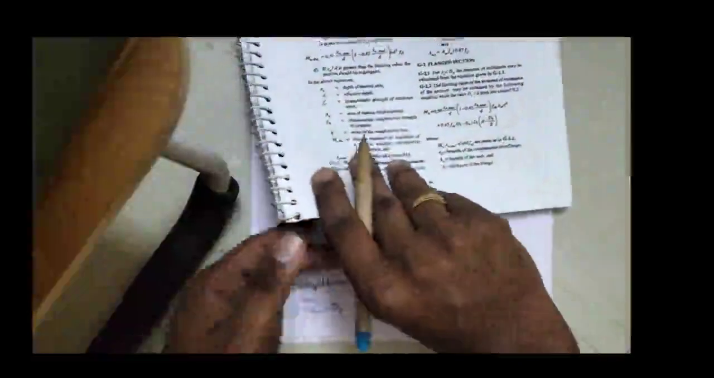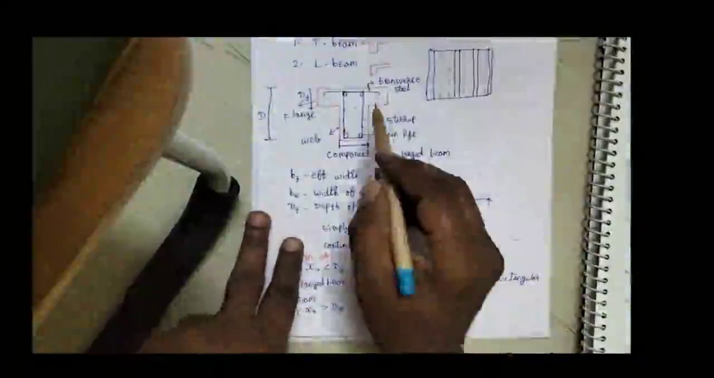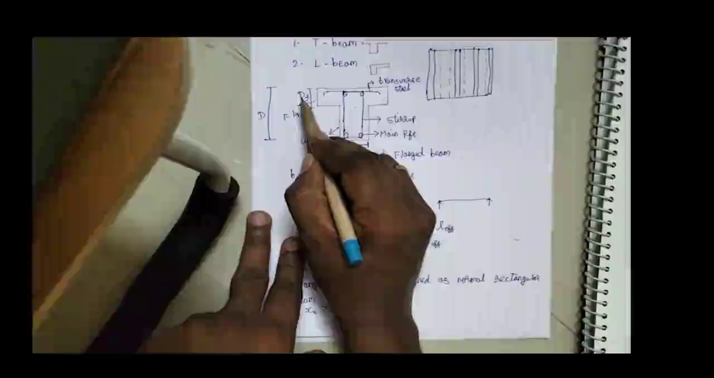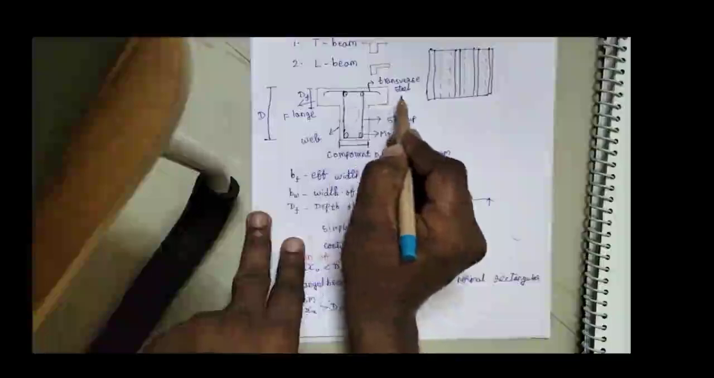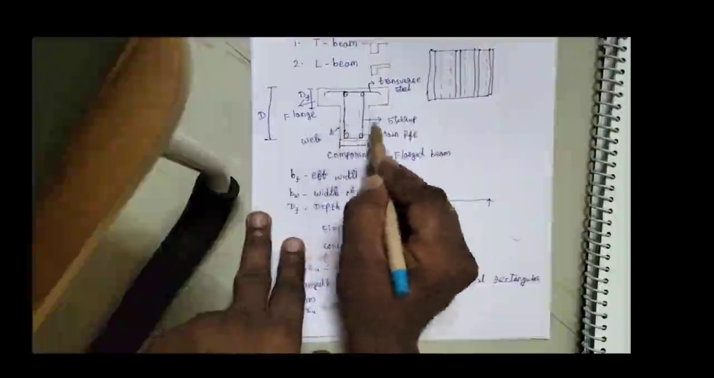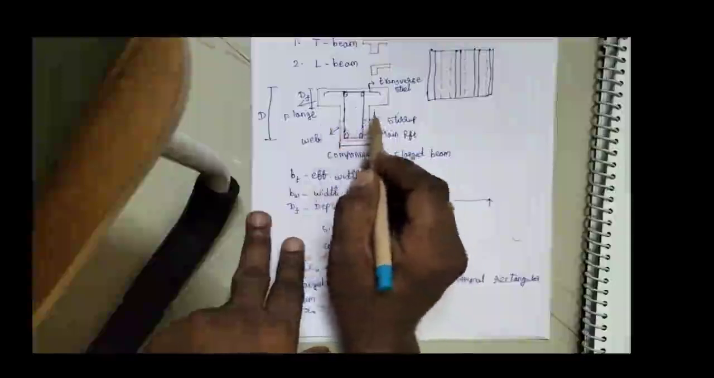But if xu is greater than Df, which means the neutral axis is going to be within the web of the beam, because it simply represents this scenario. If it is less than Df, then the neutral axis will lie in this area, so we can design it as a normal rectangular beam. But if it falls in the web, then we need to use the condition recommended in our IS 456.